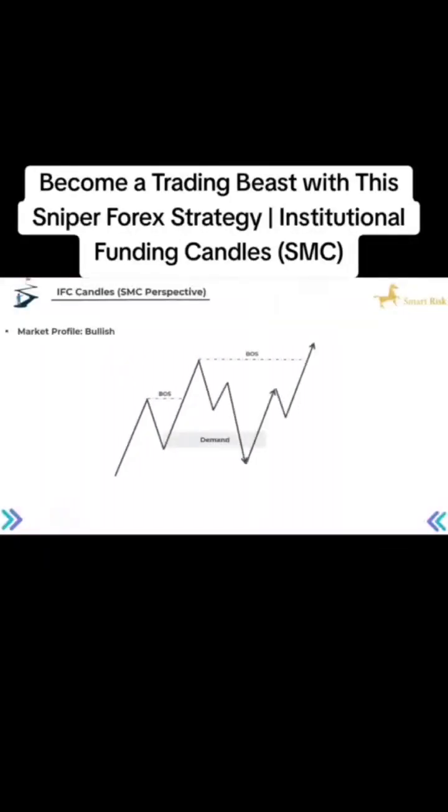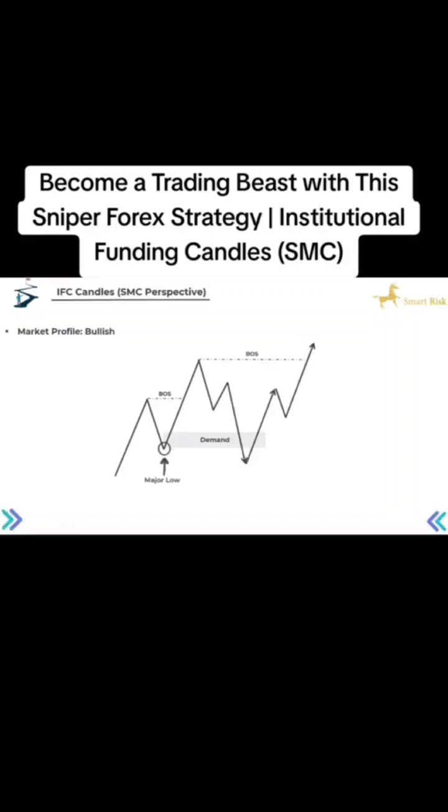From an SMC perspective, the psychology behind IFC candles differs from classic models, like accumulation or consolidation phases. Unlike traditional AMD patterns, you simply need to identify when price sweeps liquidity above or below a supply or demand zone, and closes back within that zone. This indicates manipulation and presents an excellent trading opportunity.